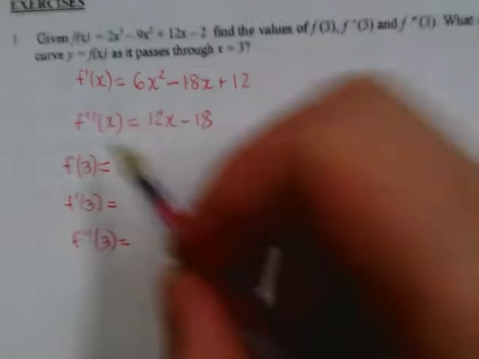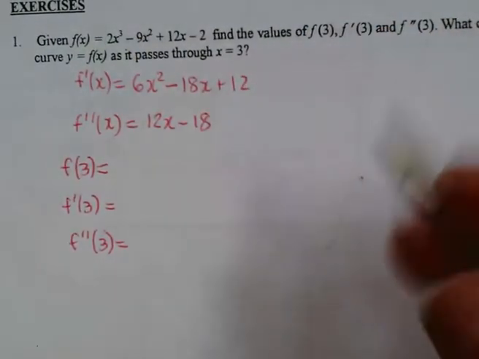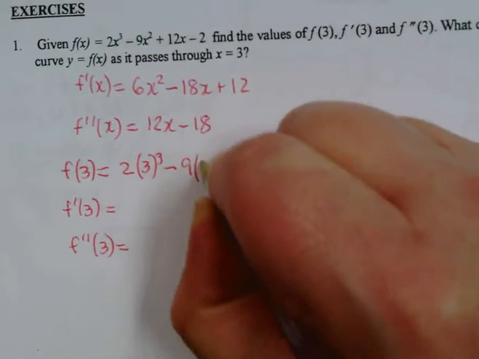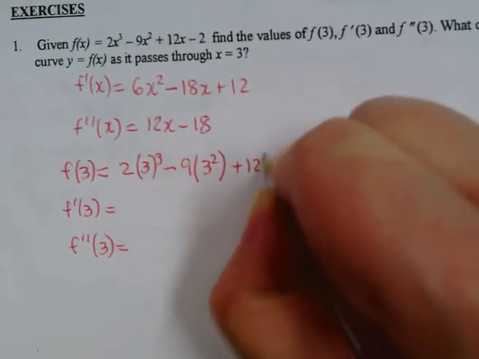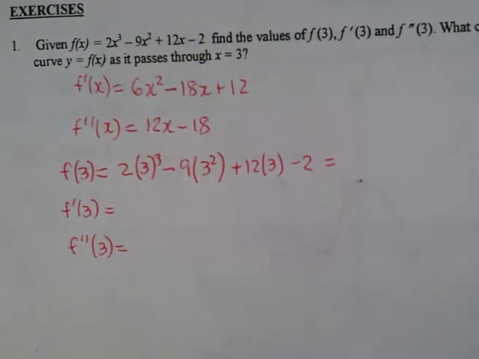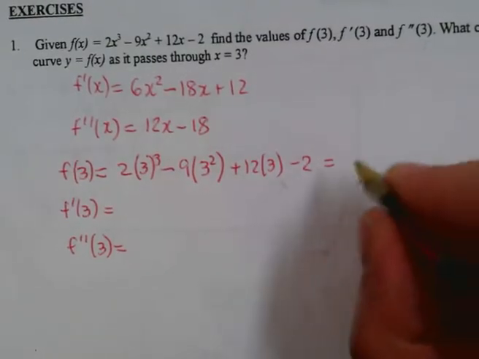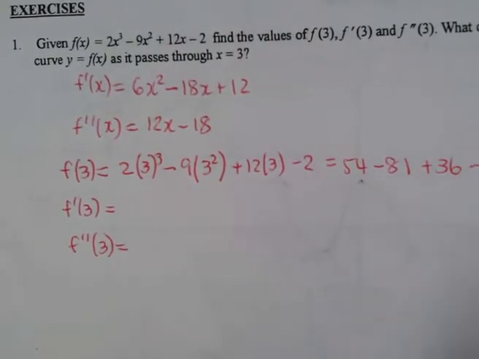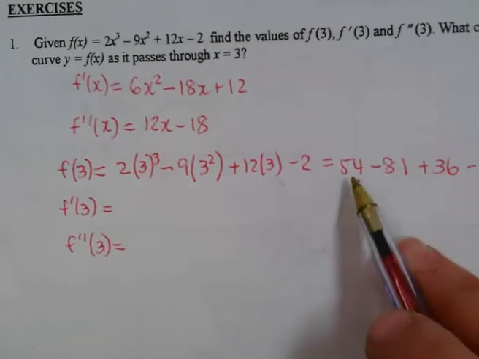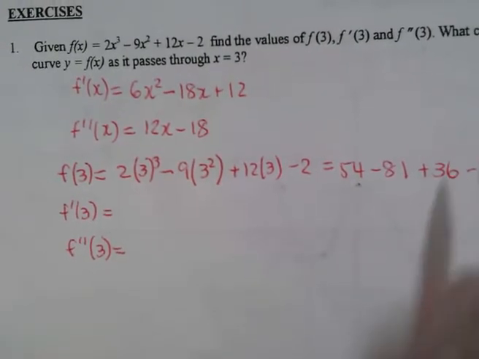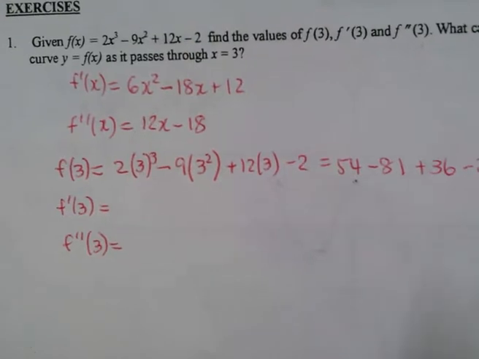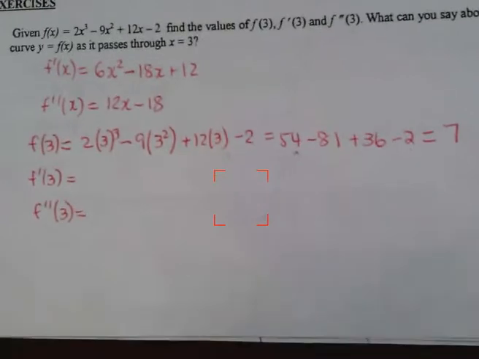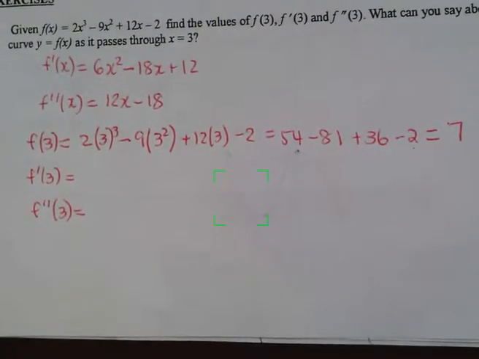Now, function of 3 means to substitute x is 3 into the original function. So that will be 2 times 3 cubed minus 9 times 3 squared plus 12 times 3 minus 2. What's that? 2 times 27, 54 minus 81 plus 36 minus 2, minus 83 plus 90. Is it 7? Now, what does that mean? That's going to tell me which point actually lies on the curve.